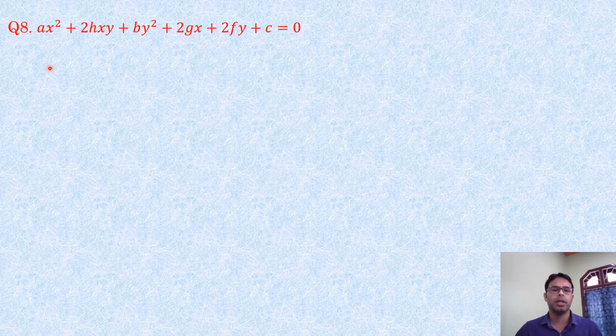This is a new question: ax square plus 2hxy plus by square plus 2gx plus 2fy plus c. This is actually a general quadratic equation.